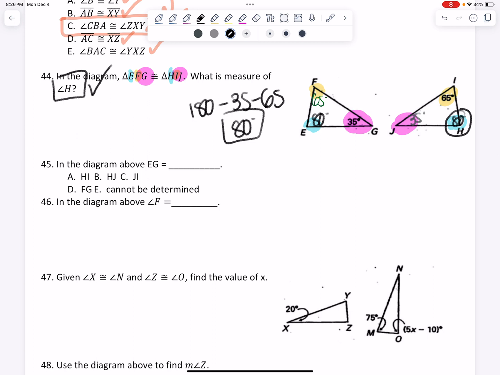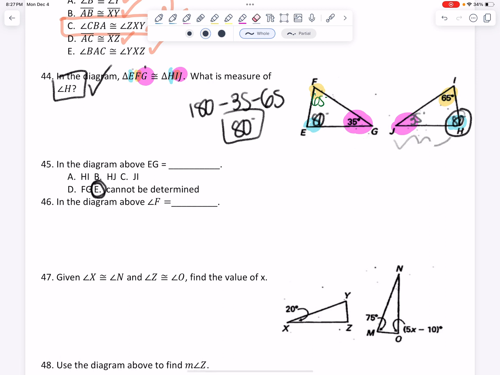It also wants to know, in the diagram above, EG is equal to what? EG is in the same spot as, let's see, that is first and then third, HJ. But we don't know either of those pieces, so that cannot be determined unless we had more information. Oh, I'm sorry, y'all. It doesn't ask for a number. It just asks who it is equal to.